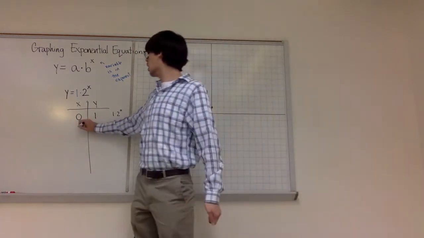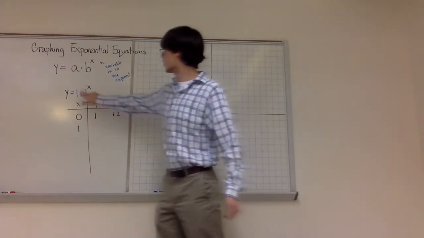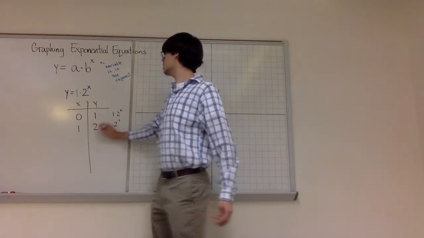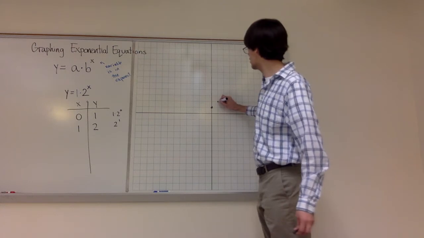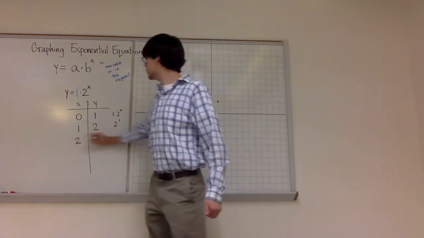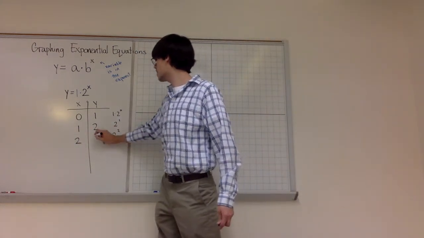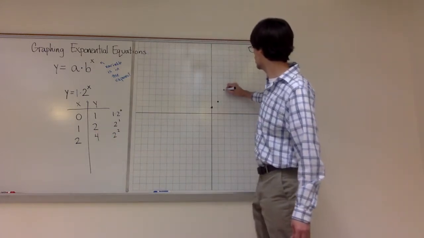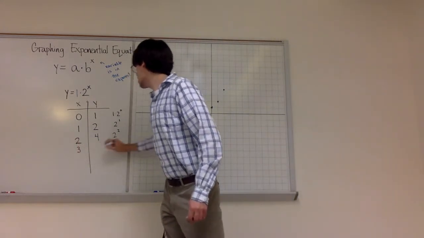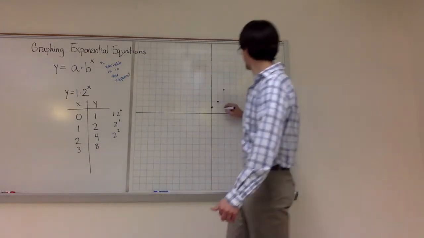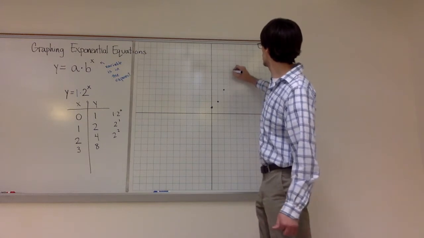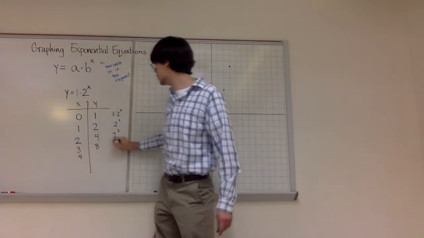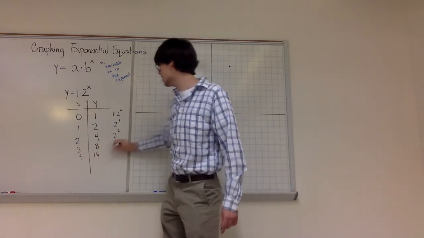I'm going to go ahead and plug in a 1, and I'm going to stop writing the 1 out front because it's not going to affect anything for this example. I'm going to do 2 to the first power. 2 to the first is 2, so I'm going to graph 1, 2. If I plug in a 2, 2 to the second power is going to be 4, so I'm going to graph 2, 4. If I plug in a 3, 2 to the third is 8. And then I'm going to do one more point, because you'll see it'll go off the grid here. If I plug in a 4, 2 to the fourth power is going to be 16.